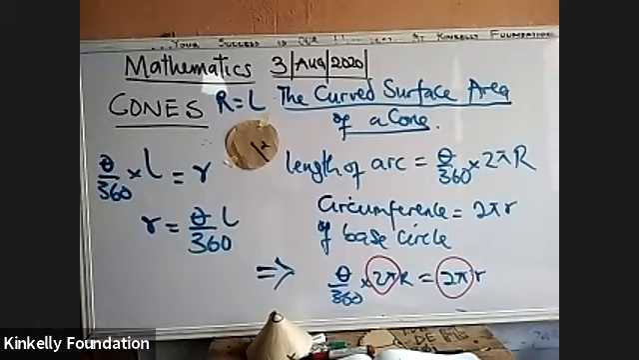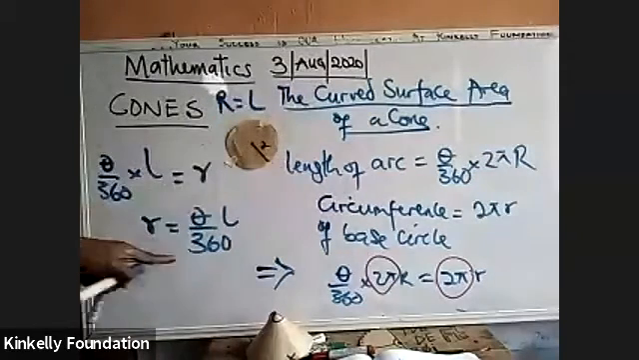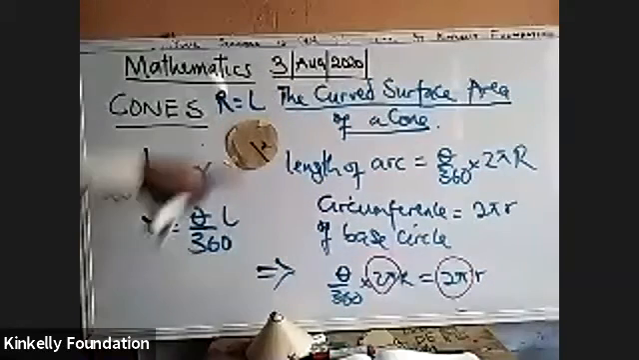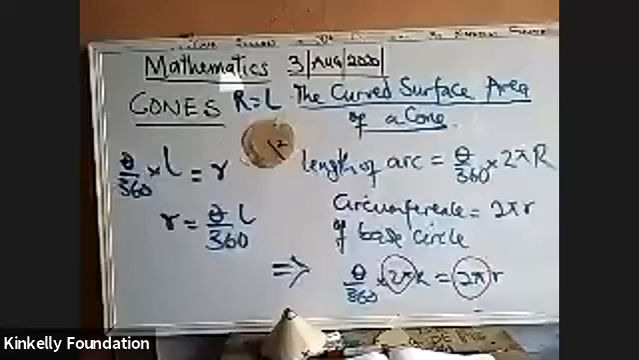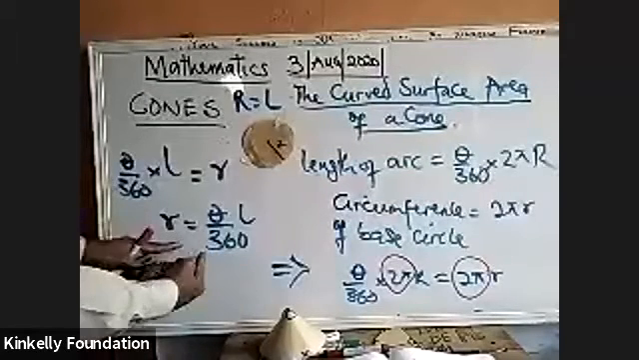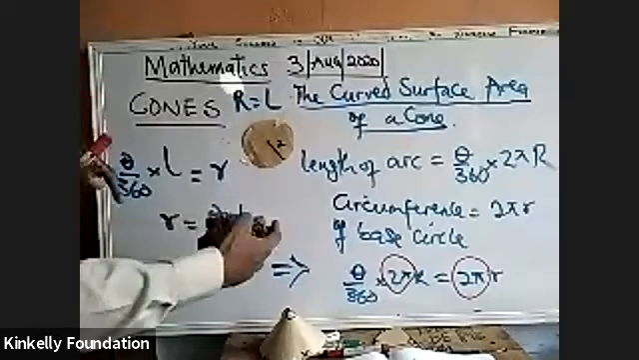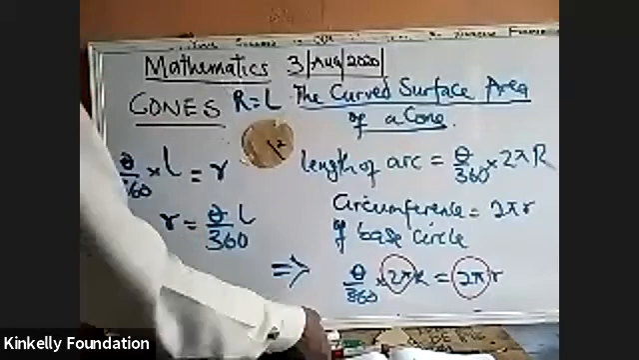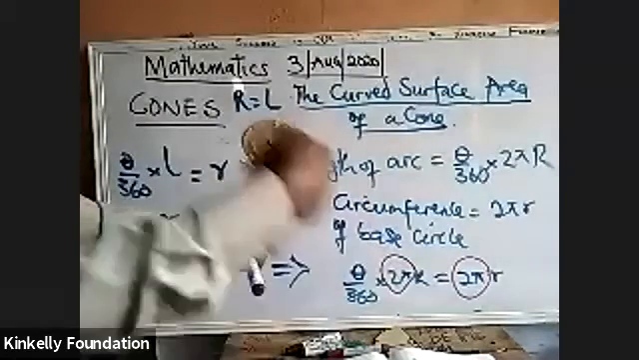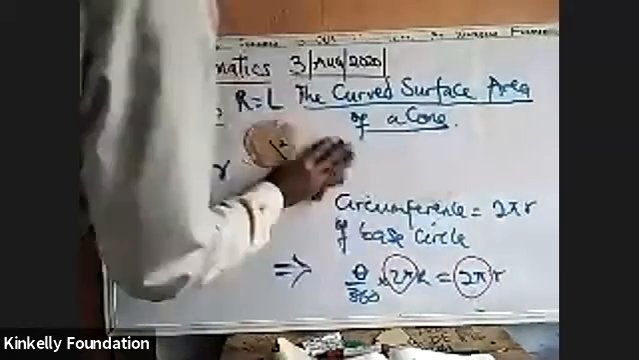Having noted that, looking into the curved surface, how then do we fit this together? Now, having gotten the r to be theta over 360 times the length, remember the length is what we have as the slant height of this. Now, let us go straight to the formula.